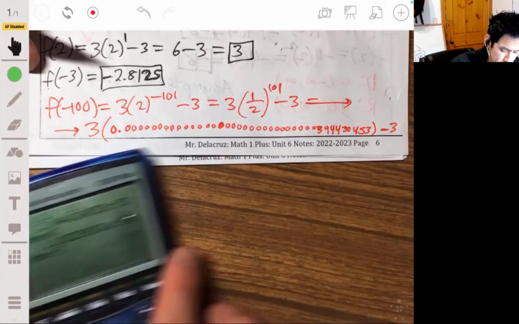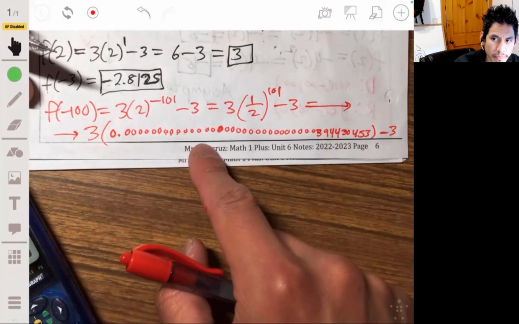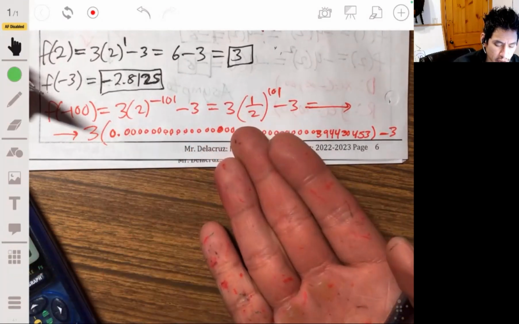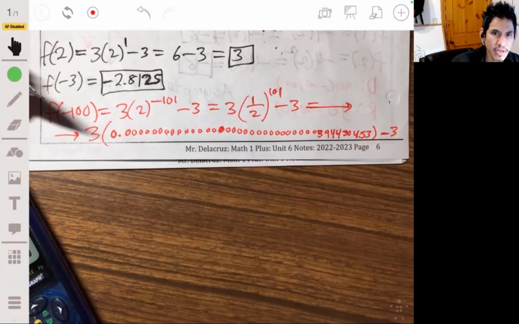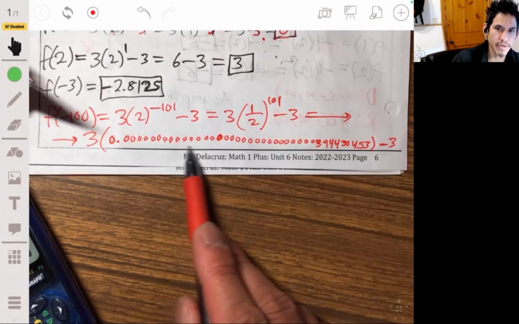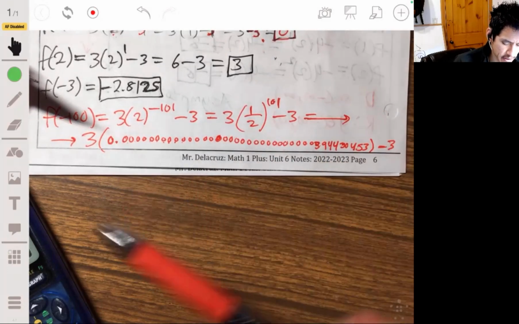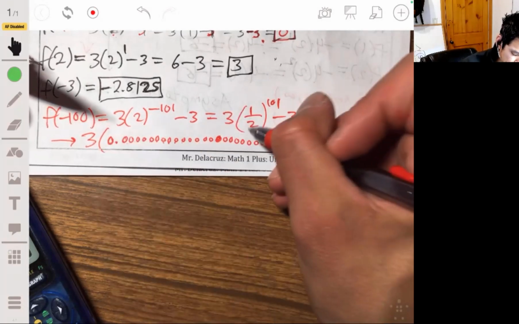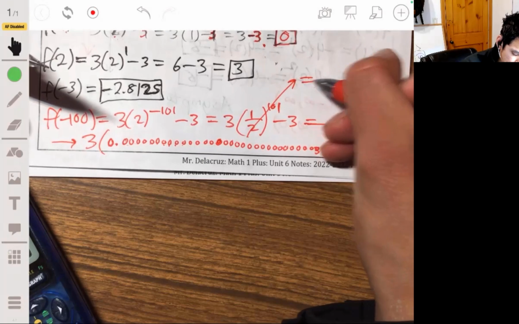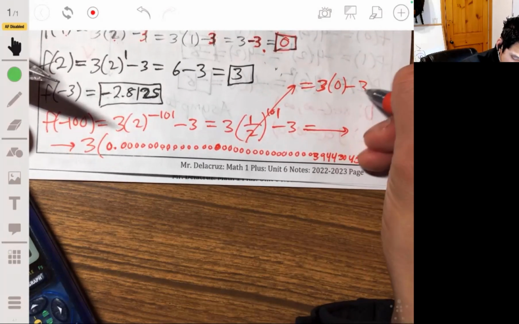Now, what is this getting at? This number is so small that it doesn't even matter. You're just going to treat it like 0. If I told you I'm going to raise your grade by this much, you're not going to be like, oh, cool, thanks. You're going to be like, who cares? This is basically 0. So 3 times 0 is what this is basically going to be equal to. 3 times 0 minus 3.